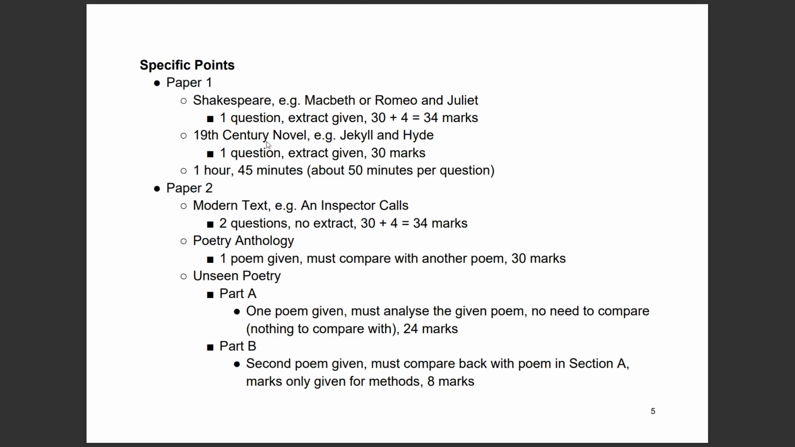Similarly, for question 2, the 19th century novel, for example, Jekyll and Hyde, or A Sign of Four, or A Christmas Carol, it's one question. You are given an extract, and this time it's only 30 marks, no marks for grammar. But remember what I said, you can't switch grammar off and on, and it affects AO1 and AO2 as well. So just use good grammar and vocabulary all the time. And again, if you don't talk about the whole novel, you cannot go above a level 2. You must talk about the whole novel.